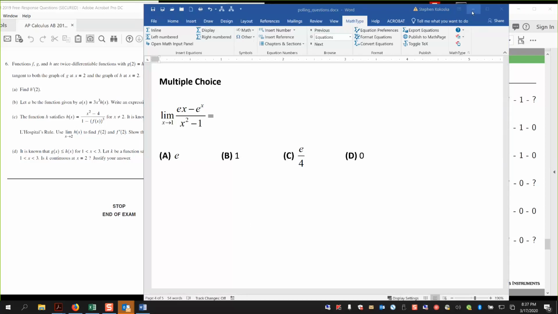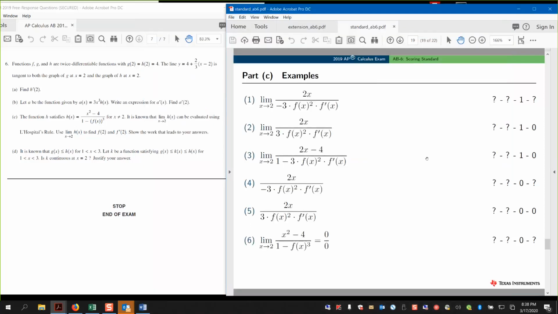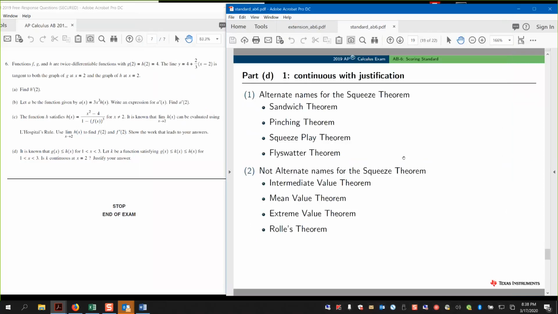I've got one more question for you, but let me come back here. Let me go back over to part D. Part D was worth 1 point for concluding that the function k is continuous at x equal 2 and for presenting sufficient justification for the conclusion. Here are some alternate names for the squeeze theorem that were accepted: the sandwich theorem, the pinching theorem, the squeeze play theorem, and I don't know who is teaching something called the fly swatter theorem, but we accepted it anyway.